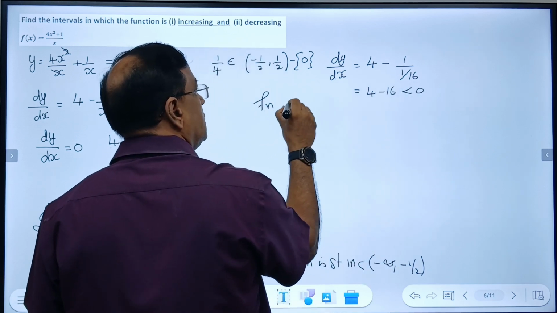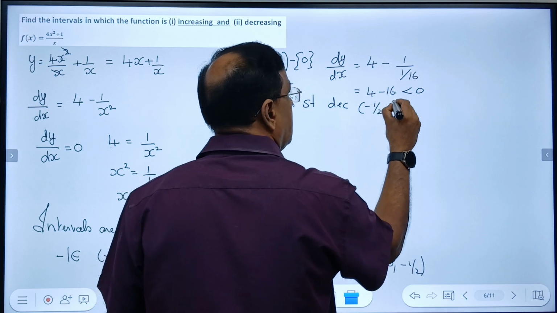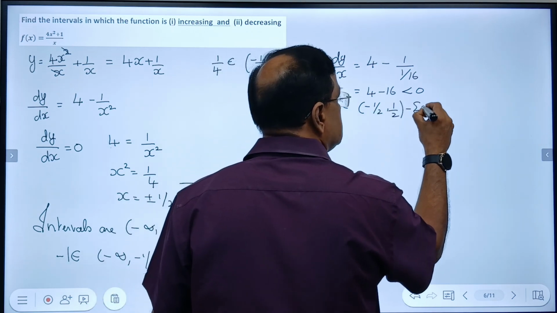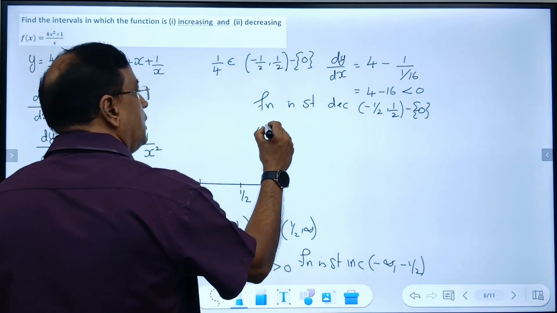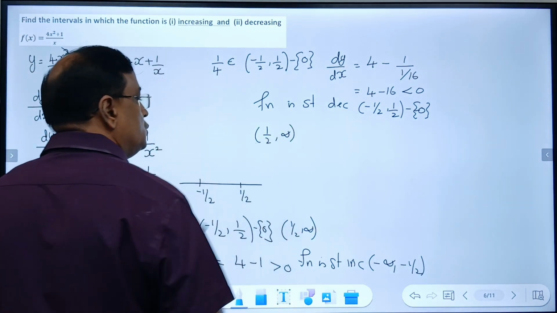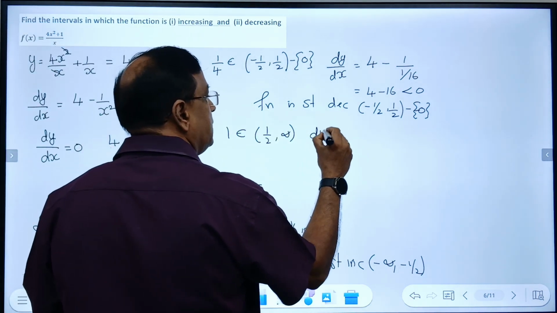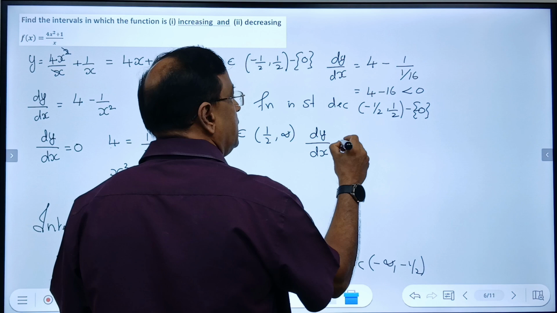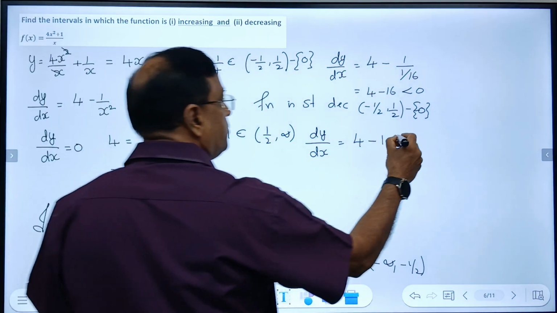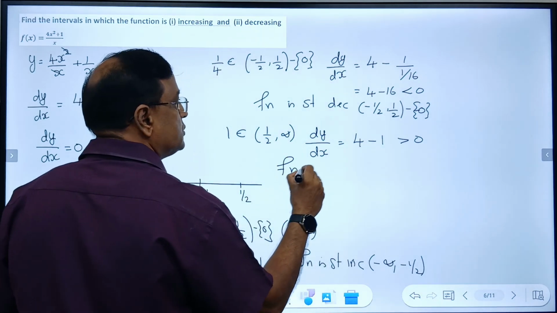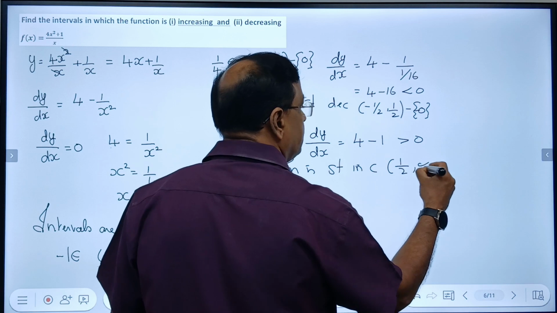Therefore, the function is strictly decreasing where? In minus half comma half, excluding 0. Very important that you exclude 0. Okay. Now half comma infinity. Choose a number between half and infinity. I'll choose 1. So what is my dy by dx? Dy by dx will be 4 minus 1 because 1 square is 1. So it is positive. Therefore, you say the function is strictly increasing in half comma infinity.